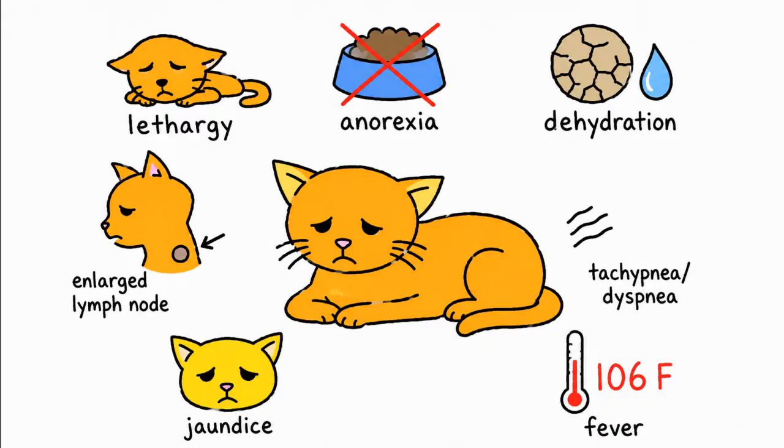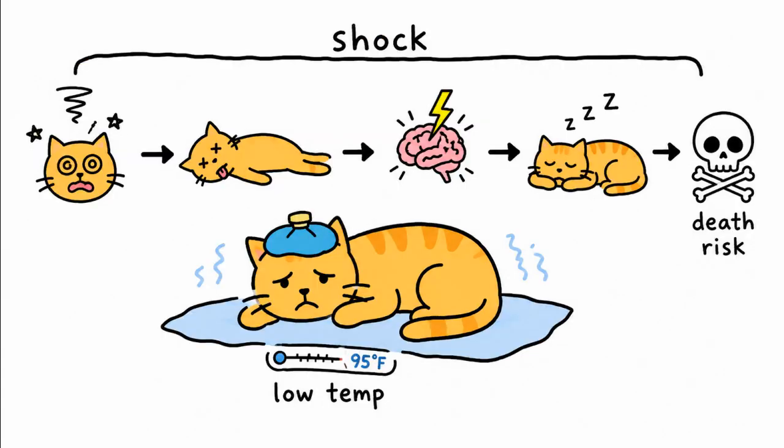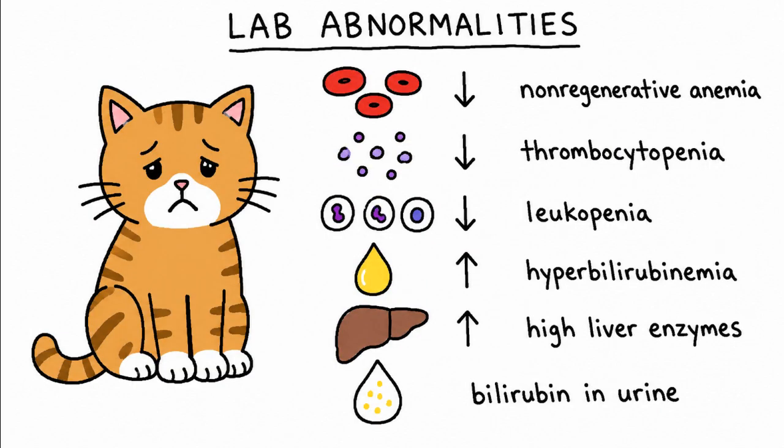Cats commonly develop profound lethargy, anorexia, dehydration, lymph node enlargement, tachypnea, dyspnea, jaundice, and a fever that may reach 106 degrees Fahrenheit. As shock progresses, the temperature may fall below normal, and the cat may become recumbent, neurologically abnormal, comatose, or die. Laboratory abnormalities commonly include non-regenerative anemia, thrombocytopenia, leukopenia, hyperbilirubinemia, elevated liver enzymes, and bilirubin in the urine.